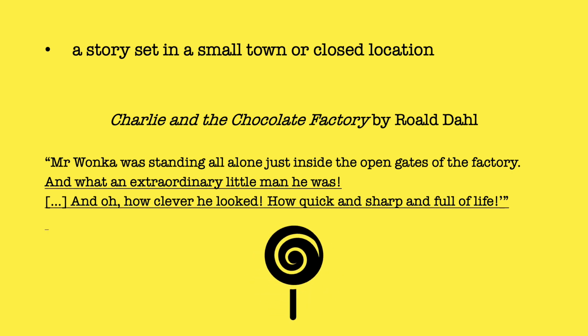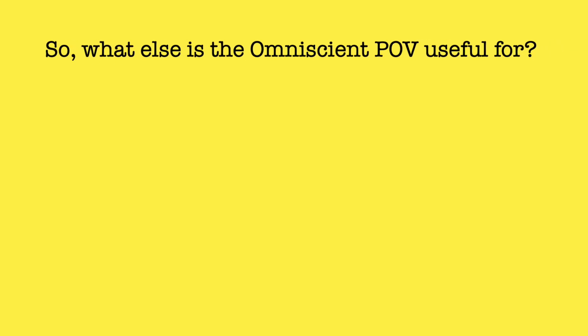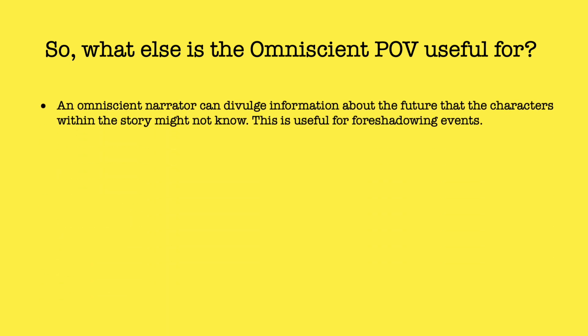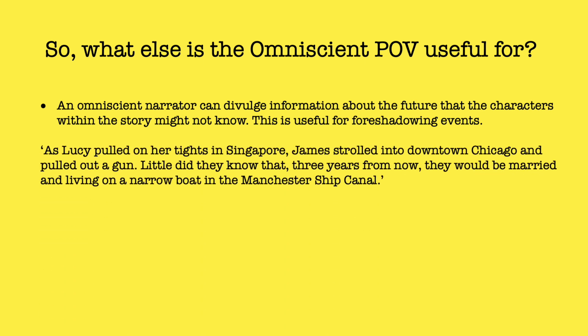You can clearly see the narrator's voice coming through here. So what else is the omniscient point of view useful for? An omniscient narrator can divulge information about the future that the characters within the story might not know. This is useful for foreshadowing events. Here is an example written by the lovely Petra.